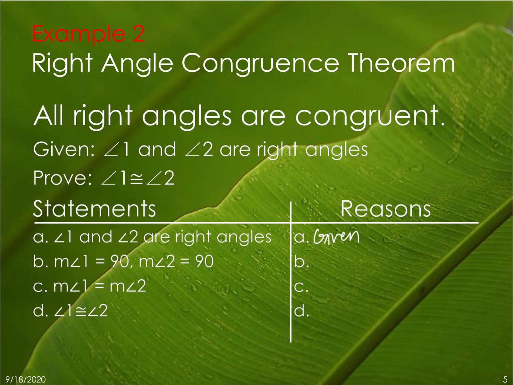Right angles mean they are going to be 90 degrees. So I'm going to highlight it. I'm going from right angles to 90 degrees. That is by definition of right angles.